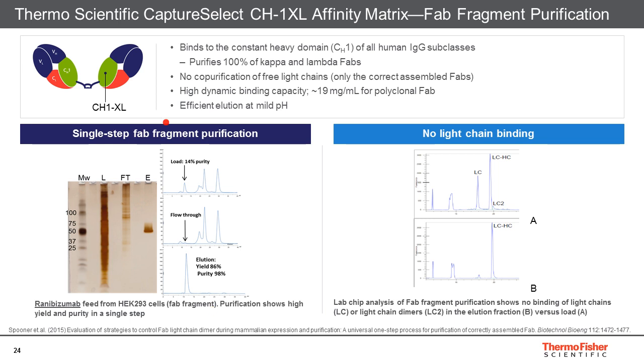So Ch1 Excel is really a platform for antibody fragments, giving high dynamic binding capacity of your Fabs, around 20 mg per mL, no co-purification of your free light chains, and efficient elution at mild pH. It will do every antibody fragment, so not only the Kappa family, but also all lambdas. So it covers 100% of the Kappa and the lambdas.